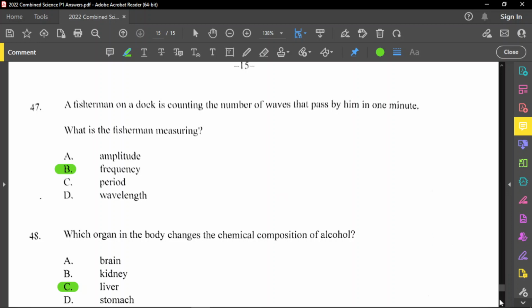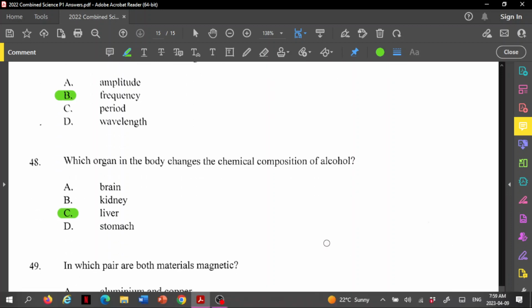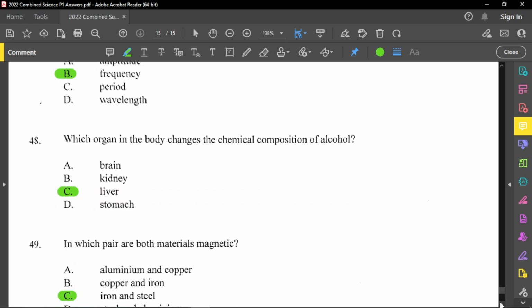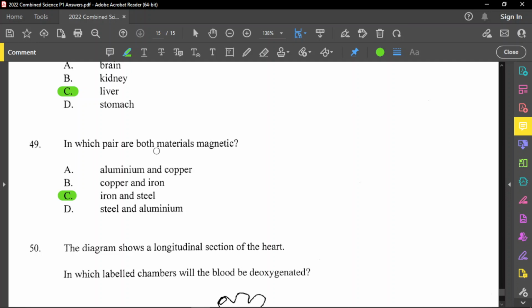Now 48, it said which organ in the body changes the chemical composition of alcohol, and that is the liver. The liver detoxifies alcohol to make it less harmful to the body, and that's why you should not drink too much alcohol, because it will put pressure on the liver, and if the liver is damaged, then the body will easily poison itself, because you're unable to break down toxic substances, such as alcohol and also excess amino acids.